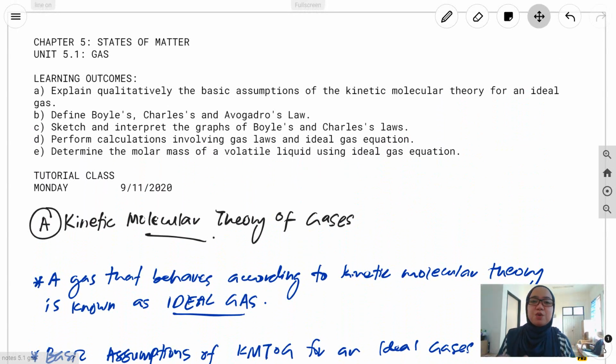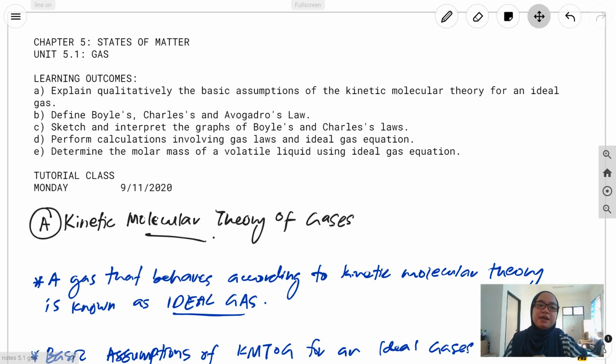We have finished our chapter 4, chemical bonding. We have covered 4.1, 4.2, 4.3, 4.4, and 4.5. So today we are going to enter a new chapter, which is chapter 5, states of matter. And today we are going to focus on chapter 5.1, gas.